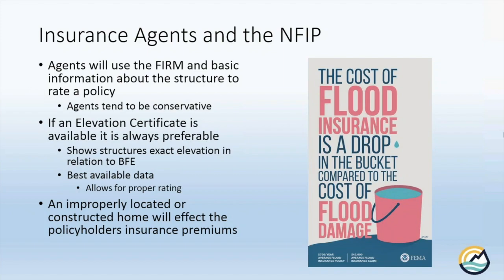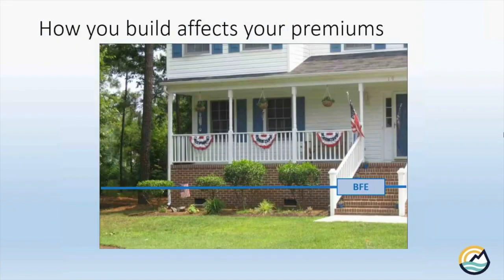When you're talking about insurance agents, though, an improperly located building or an improperly built building affects how much the property owner and the policyholder actually pays on insurance premiums. And I'm going to give you guys an example of what I mean. So here we've got a building that I wanted to build. You can see that blue line, that's our base flood elevation. That's how high we expect the water to get. So when I build my building, I'm going to build it right.